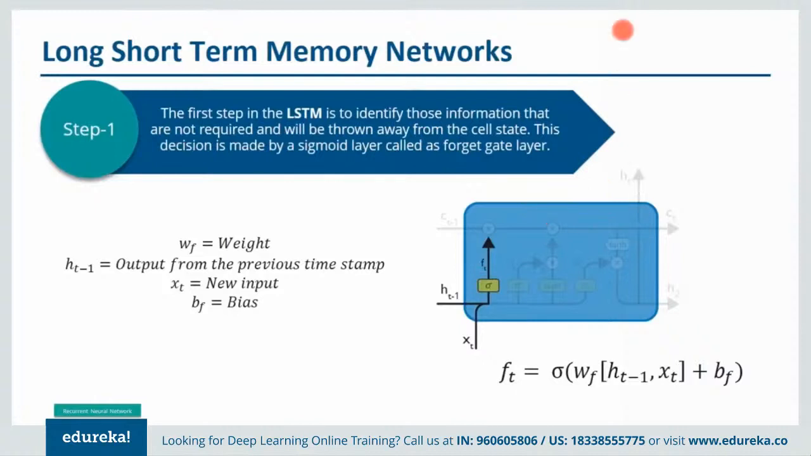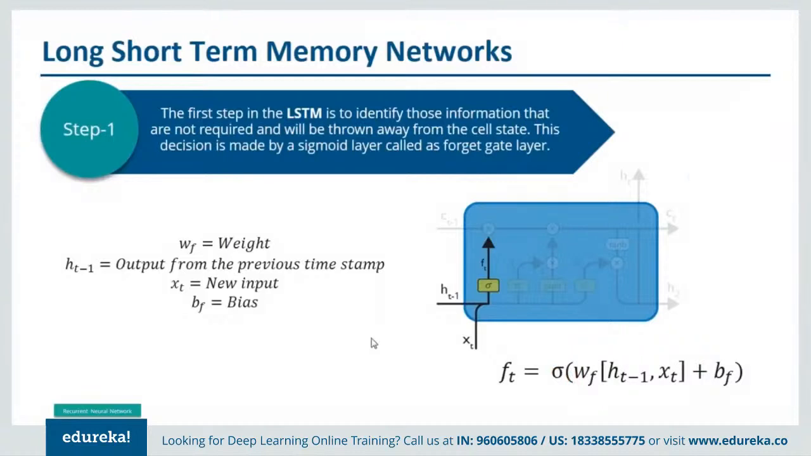Now let me explain the equations which I've written here. So ft will be combined with the cell state later on, which I'll tell you about. Currently, ft is the weight matrix multiplied by ht-1 and xt, plus the bias, and this is passed through a sigmoid layer. Alright, and we get an output between 0 and 1. 0 means completely get rid of this, and 1 means completely keep this. So this is what is happening in the first step.